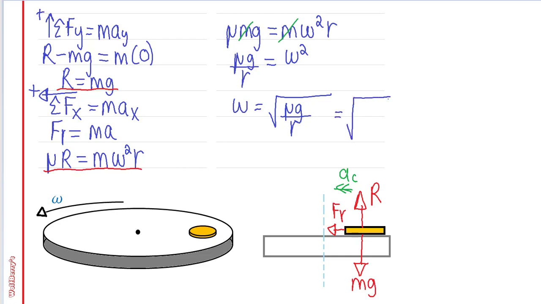We know that the coefficient of friction is 0.4 multiplied by 9.81, all divided by the radius, which is the distance between the coin and the center of rotation. And in this problem, that value is 0.6. Plug all these numbers in and you should find that your angular speed has a value of 6.54 radians per second.